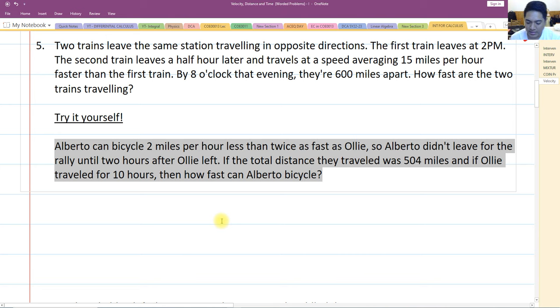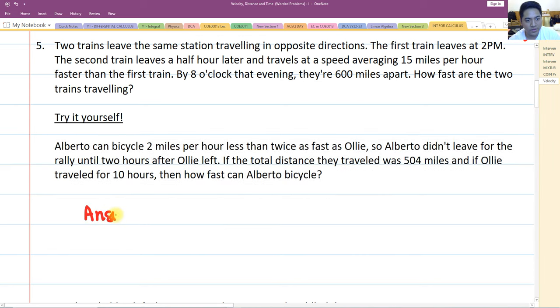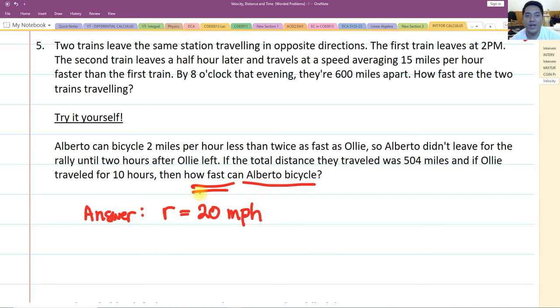And I have a try-it-yourself problem here so that you can practice solving. And the answer here, so that you can check when you solve it, is R equals 20, so 20 miles per hour. So, Alberto can ride the bicycle at 20 miles per hour. You should try it.